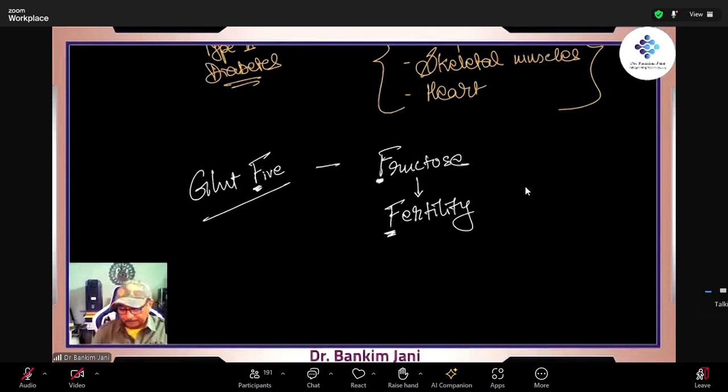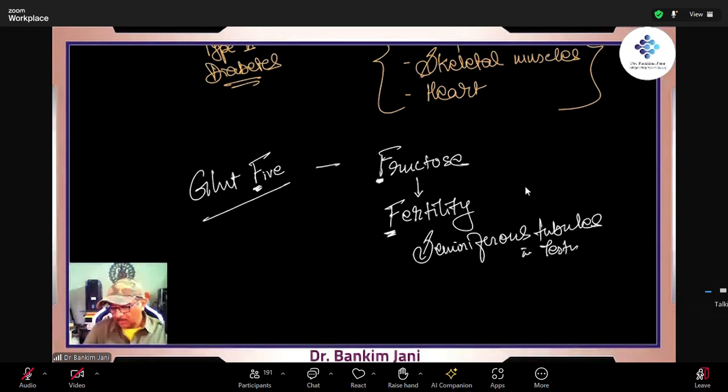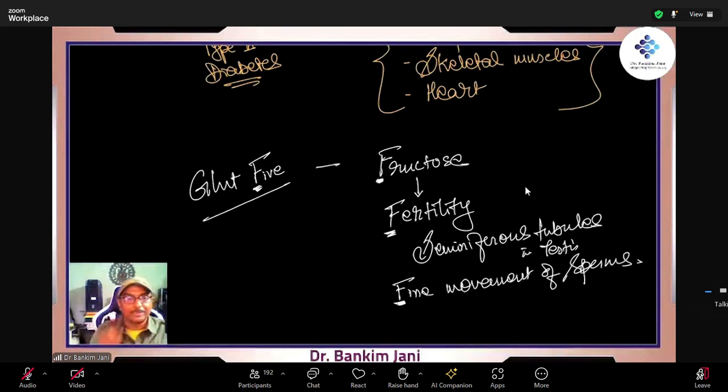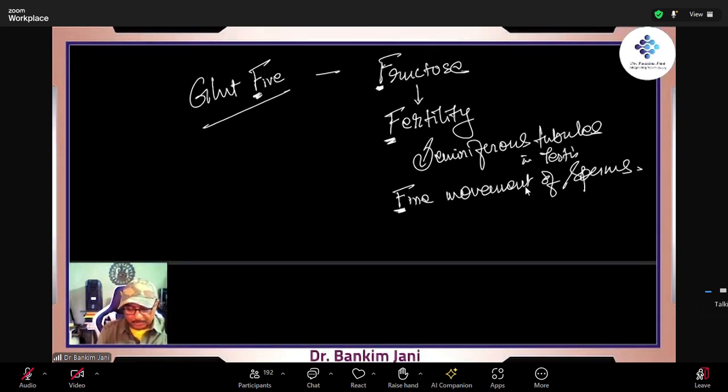So in the seminiferous tubules in the testis, the fine movement of the sperms is handled by GLUT5. Right? The same thing also occurs in the GIT for proper peristaltic movement. That is GLUT5.